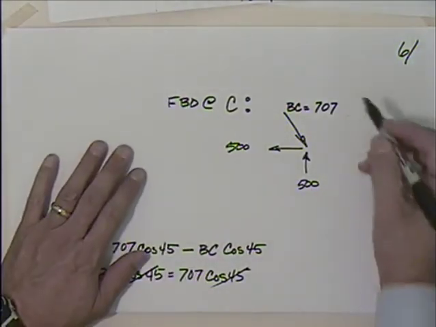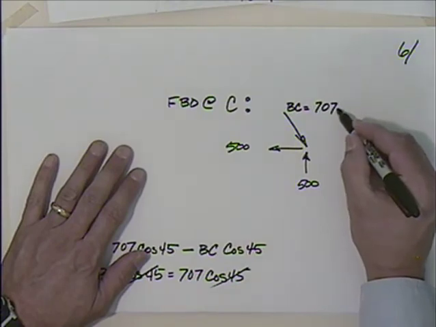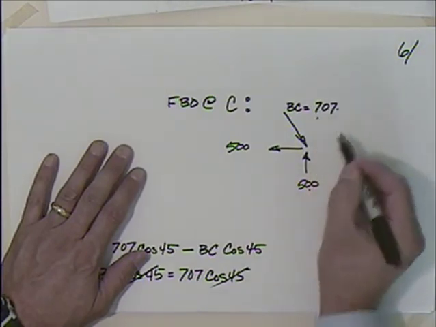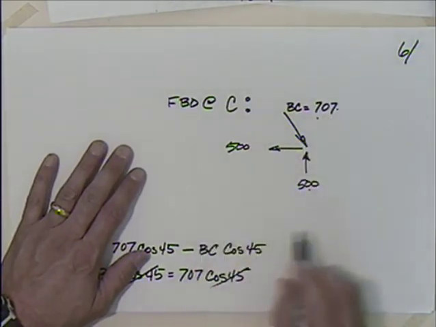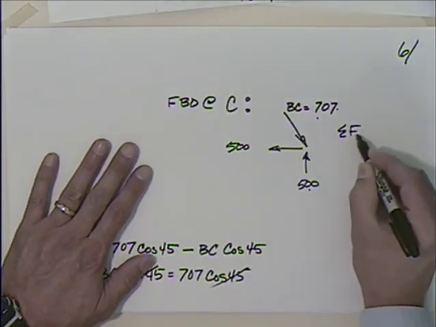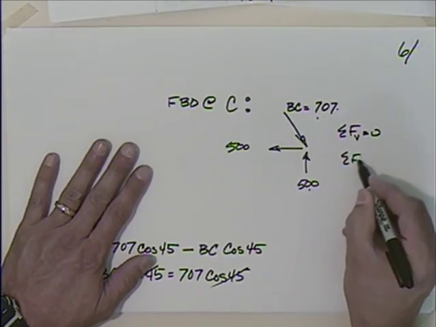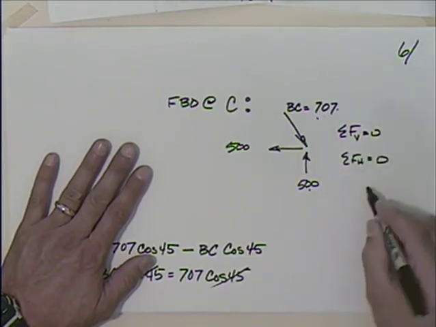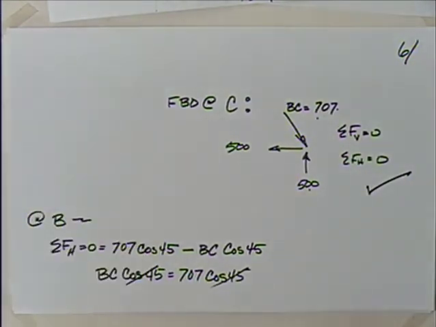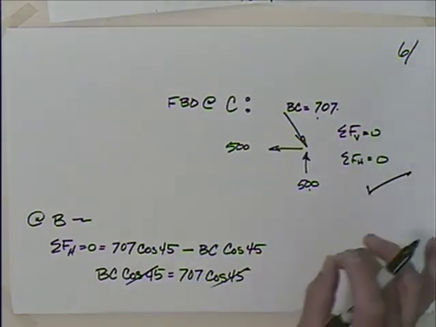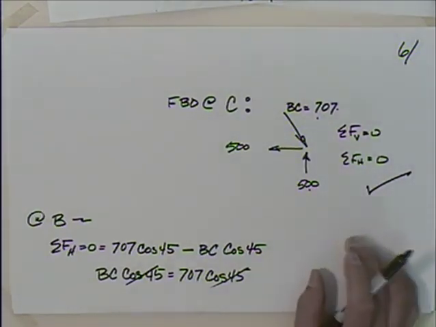So I can ask the question, is the vertical component of this equal to that? And is the horizontal component of this equal to that? And if you do, the sum of the forces in the vertical direction better be equal to 0, and the sum of the forces in the horizontal had better be equal to 0. So you could actually check it with that if you wanted to. I won't go through that, but you could.